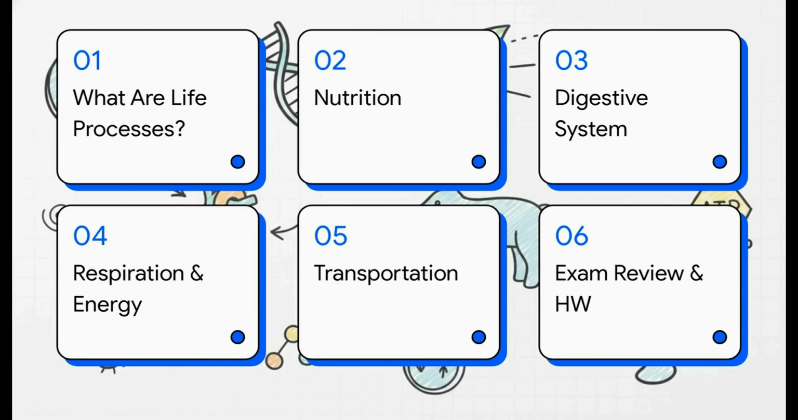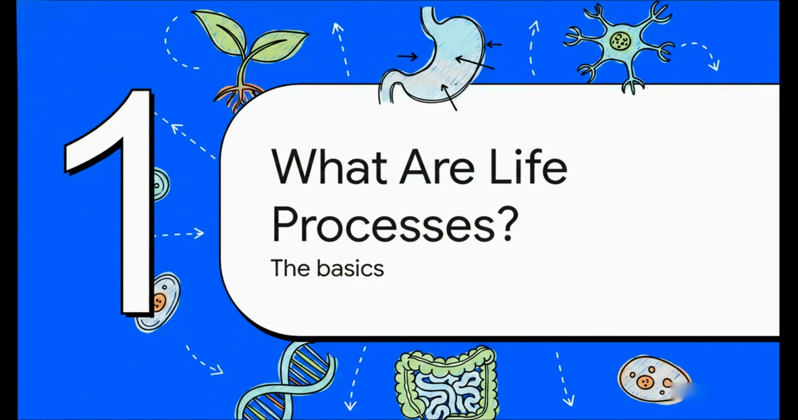Okay, here's our game plan for today. We'll kick things off with what our life process is, then move on to plant and animal nutrition, trace the human digestive system, explore respiration and energy, cover transportation in organisms, and finally wrap it all up with an exam review and homework. Right, let's dive straight into Section 1.